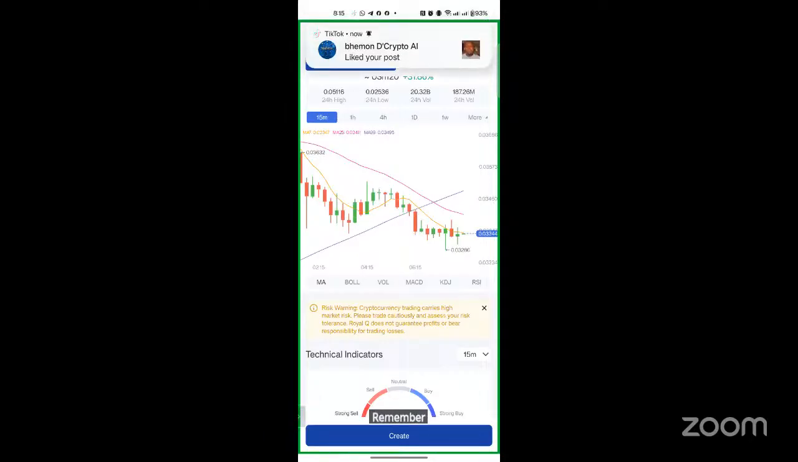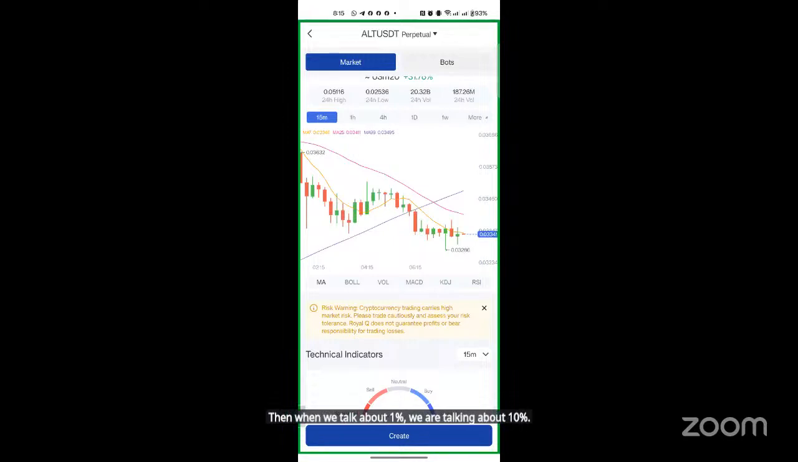Remember, our 1% is 10%. How many of you have realized that? When we talk about 1%, we are talking about 10%. Money everywhere.